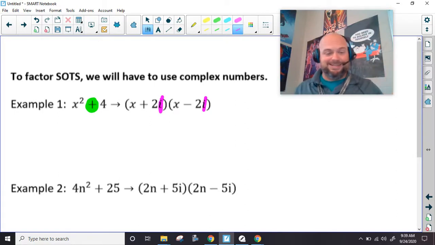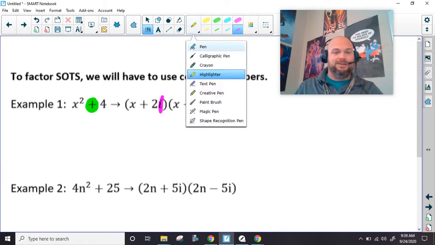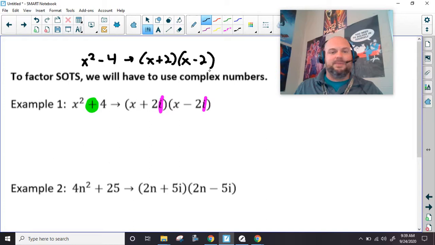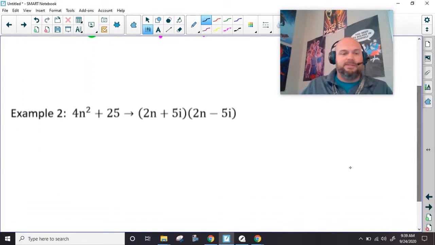Because it's amazing. Okay, so the problem that we had earlier from this was x squared minus 4, and it factored as x plus 2, x minus 2. The only difference between here and here is that there's a plus right here and we add an i. Same thing right here with this second example. Notice that this is a plus right here. This is a plus. And we just added an i right here.